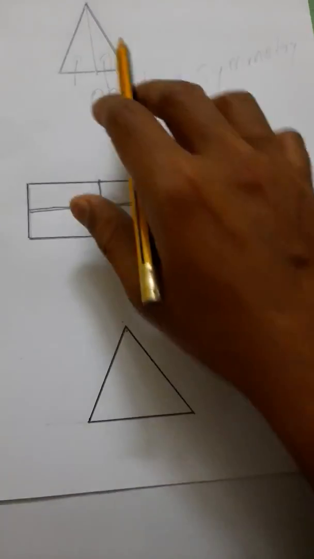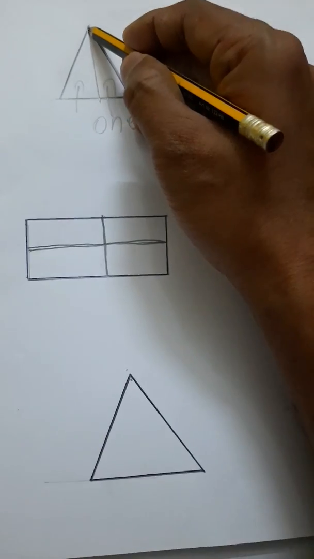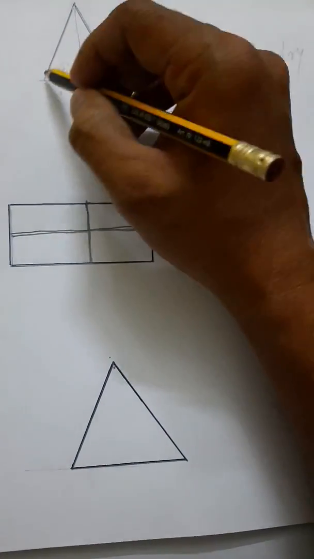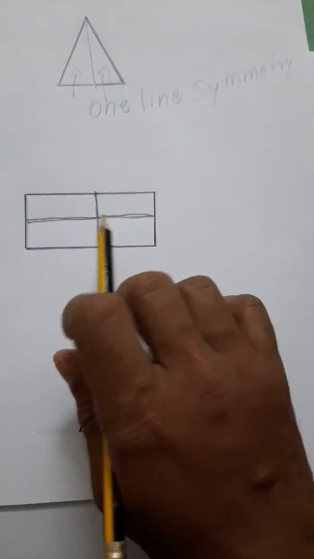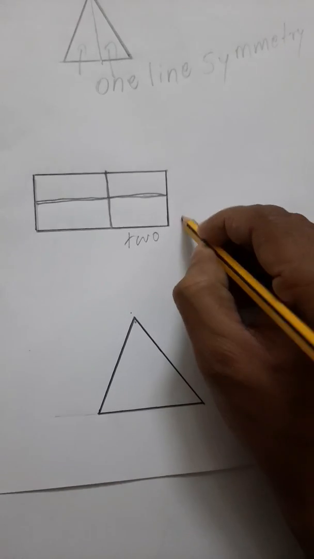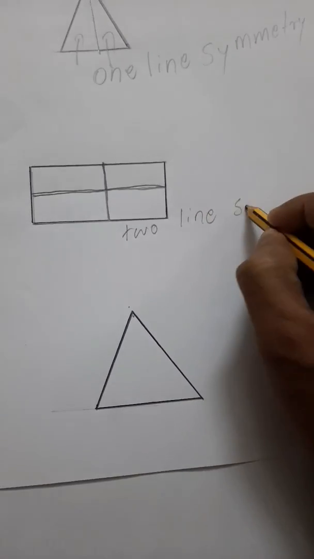Here, how many lines? Here, one line, because we can do only one line. We cannot do it like this. It is not a correct match. But here, two lines. We can say two line symmetry.